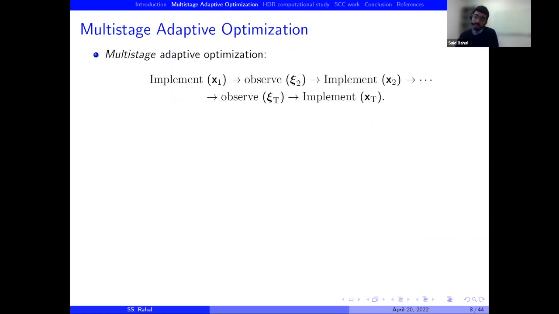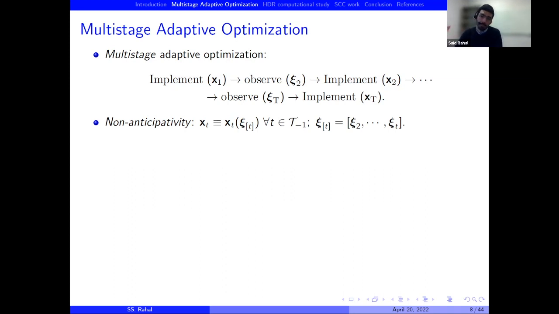Multi-stage adaptive optimization is the case where the uncertainty is gradually revealed. Mostly, this is very common in the case where you're taking a decision across a long period of time. And once part of the uncertainty reveals itself, you take a recourse decision afterwards. Your recourse decision has to follow something called the non-anticipativity property, which basically means it must only depend on the past revealed uncertainty, and cannot depend on any type of future uncertainty.